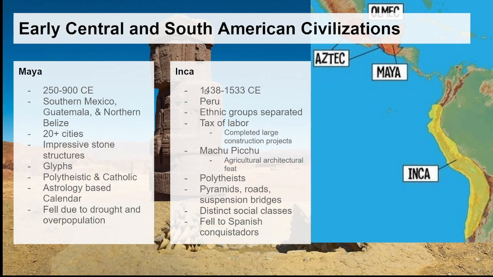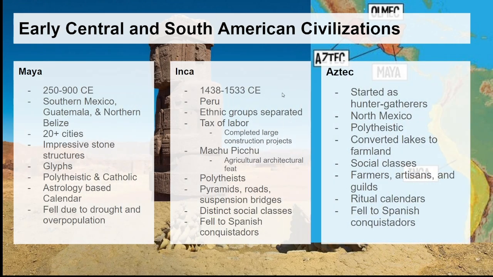Inca was from 1438 to 1533 CE, so not super long, only about 100 years. They lived in modern-day Peru. Ethnic groups were separated, and they had a labor tax, meaning you paid your taxes by doing labor, and by doing this they were able to complete large, impressive construction projects. Machu Picchu was an important city. They built terraces, which was an agricultural, architectural feat. They were polytheists. They built pyramids, roads, suspension bridges. They had distinct social classes, and again, they fell to Spanish conquistadors.